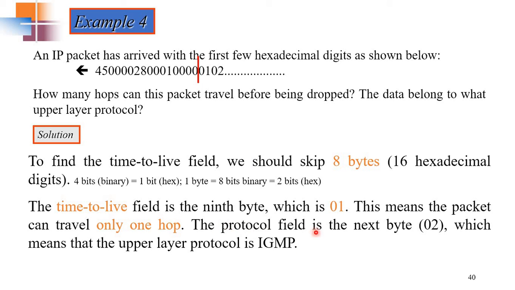The protocol field in the next byte is 0, 2. This is the 9th byte, and this is the next, 10th byte. In this location we have 0, 2, which means the upper layer protocol is IGMP. So this 0, 1 stands for the number of hops that can take place, and next is 0, 2. The protocol used on the sender side is mentioned in the respective datagram.